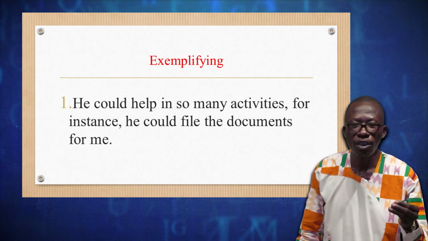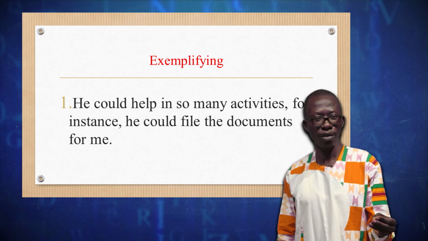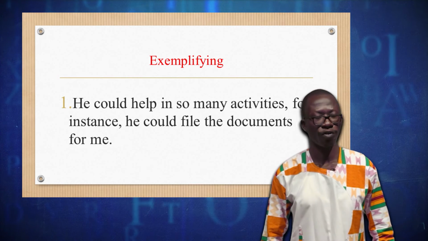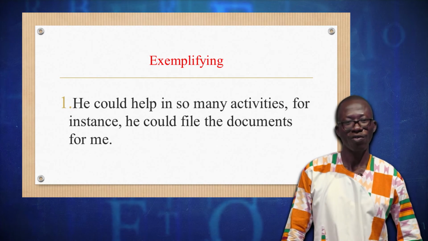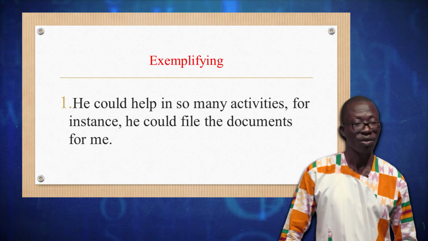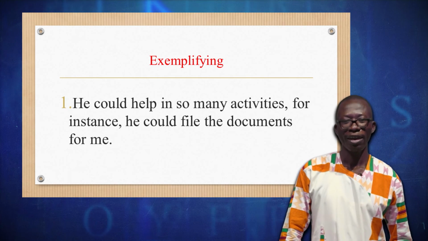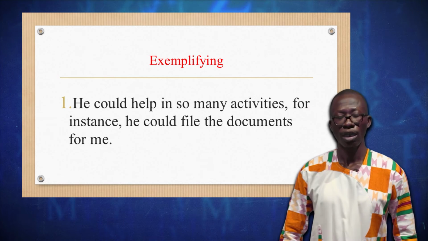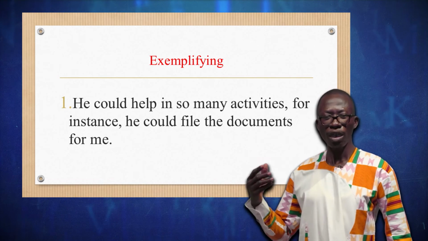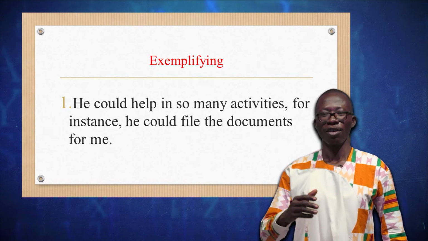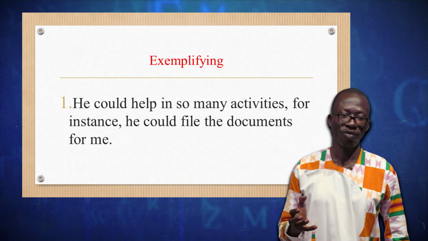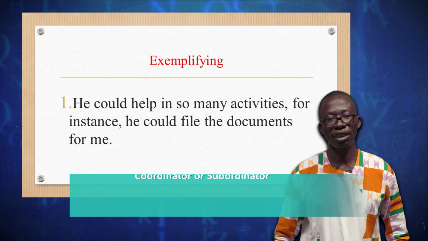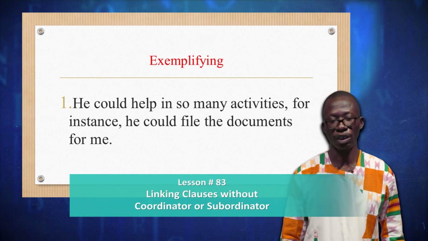He could help in so many activities. What are some of the activities? He could file the documents for me. So the second clause, he could file the documents for me, which makes complete sense, clarifies what the person could do. He could help in so many activities. If you doubt what activity the person could do, he could file the document for me. So exemplifying is used in this instance. And we have the connective, for instance, connecting the two independent clauses.